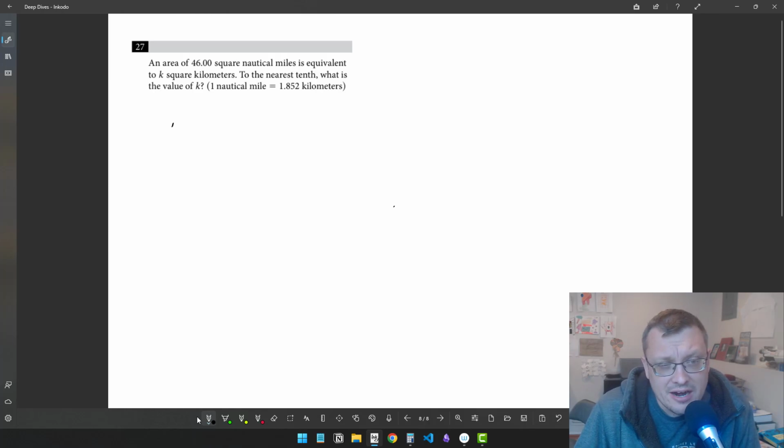So here we've got this area of 46.00 square nautical miles. I'm not sure what the symbol for that is. I'll just say miles squared for now. Is equivalent to k square kilometers to the nearest tenth. What is the value of k?